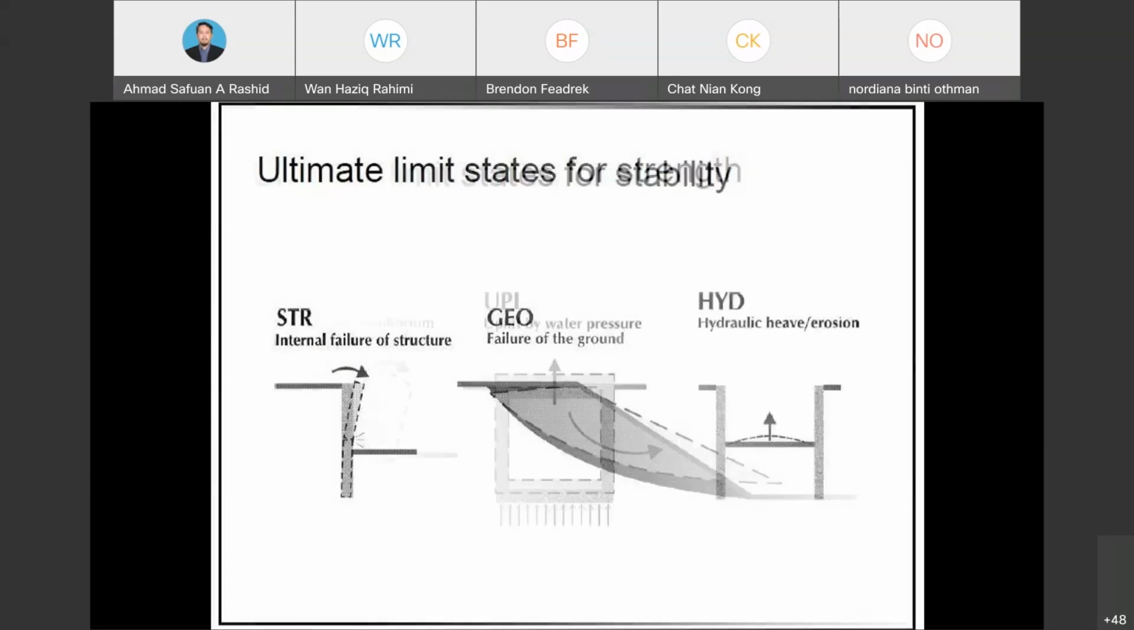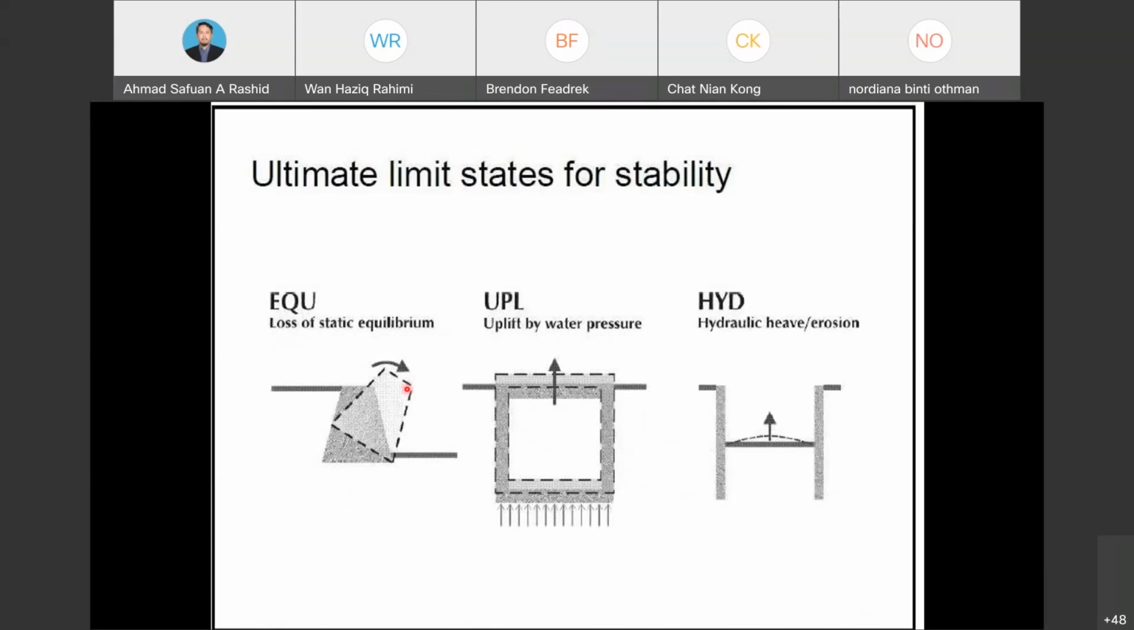Then we have the EQU, loss of static equilibrium. For example, this happens especially for a retaining structure. Then we have UPL, uplift by water pressure, and HYD, hydraulic heave and erosion.